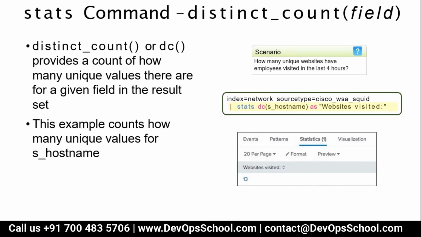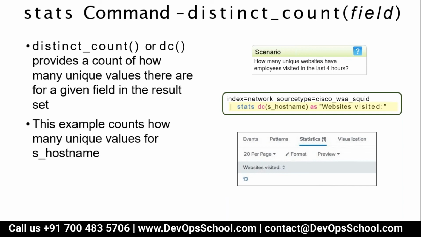Count will not filter, the count will always count the repetitive values, whereas distinct count will always give you the unique values. So here distinct count, or you can also use DC, it requires parenthesis and then a parameter, by the field, and it provides a count on how many unique values there are for a given field in the result set. This example counts how many unique values for the host name.